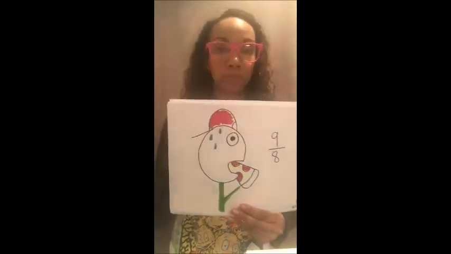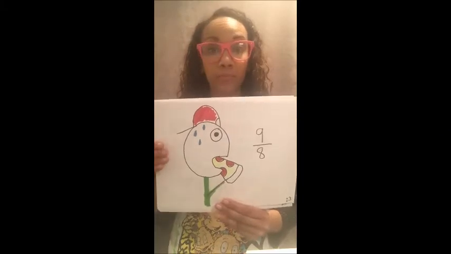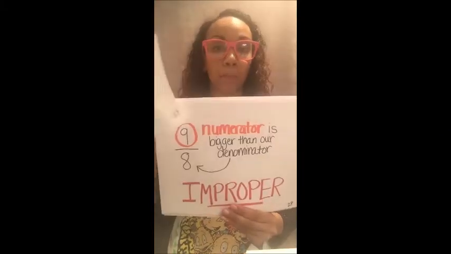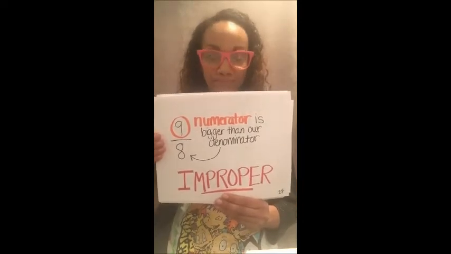Alright, but let's get really crazy and say I ate 9/8. Yeah, it's true, I'd probably have a stomach ache. Because our numerator is bigger than our denominator, we call this fraction improper. But it's the same idea.